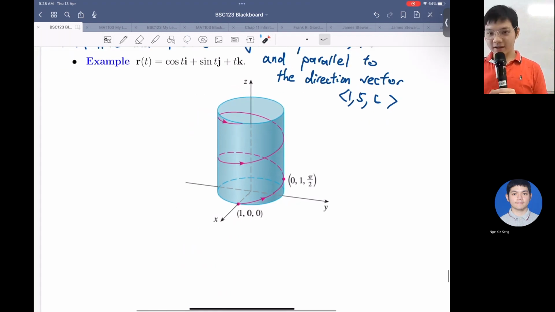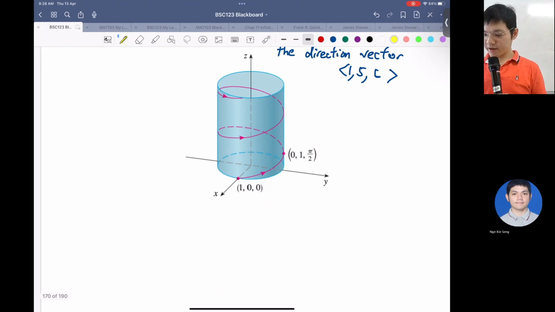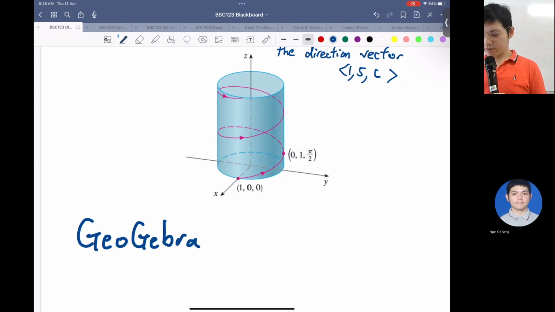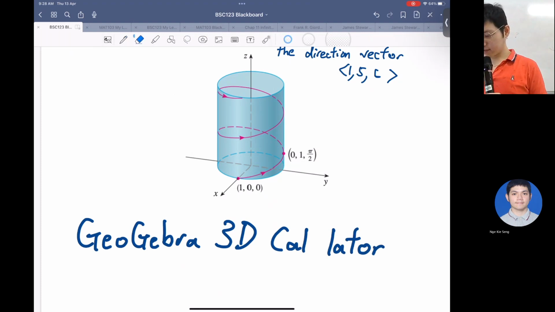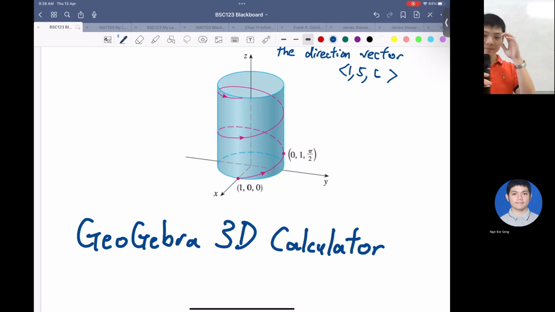Just now, Homing used one software to plot it. If you have trouble imagining, you can try the software called GeoGebra. You can search for it online and try to draw it.